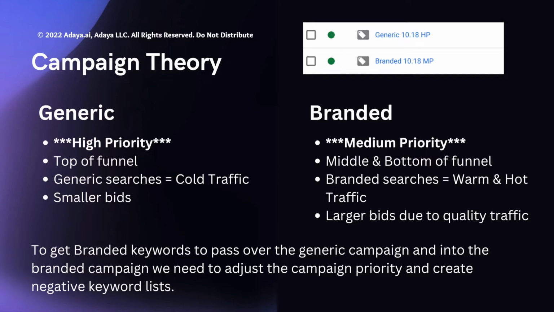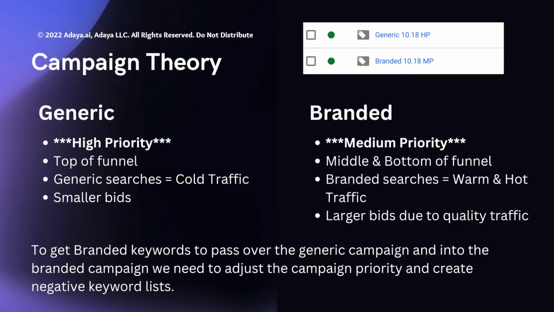And for the generic, this is going to be your top of the funnel. It's going to be a high priority campaign, which you set up in the Google campaign setup. Your generic searches are going to be cold traffic, right? This is essentially just people who are searching for a similar product that you're selling, and they just so happen to stumble upon you. We're going to aim for smaller bids because they're less quality, of let's say 30 cents to 50 cents. You can even go lower. It really depends on the market that you're in, okay? So generic is going to be our low quality traffic, our cold top of the funnel traffic.